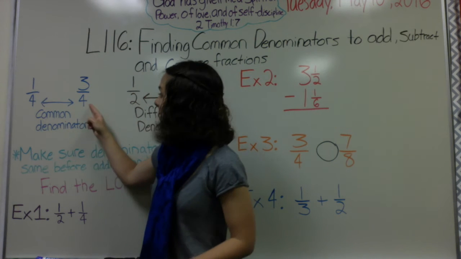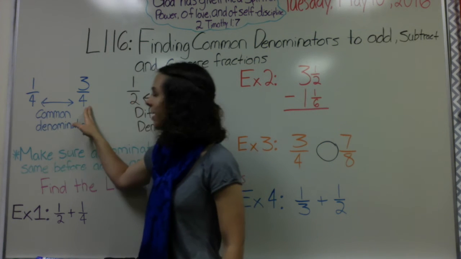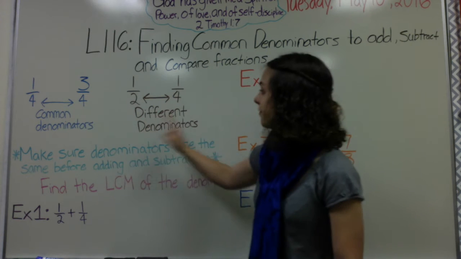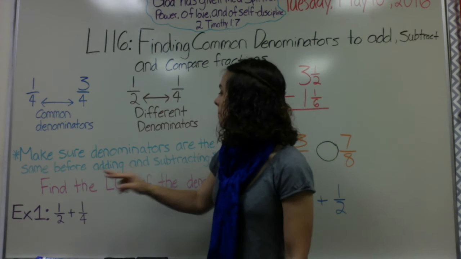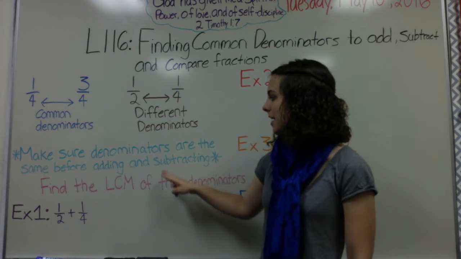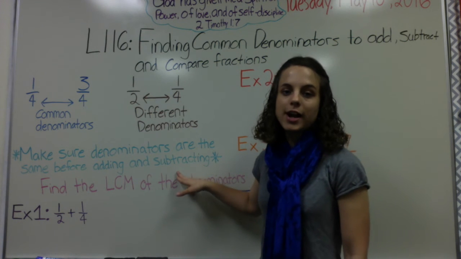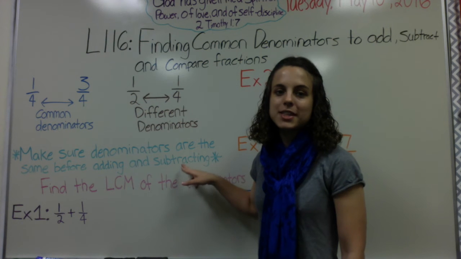So here's an example of common denominators, 1/4 and 3/4. Here's an example of different denominators, 1/2 and 1/4. So make sure your denominators are the same before adding and subtracting. Denominators have to be the same.